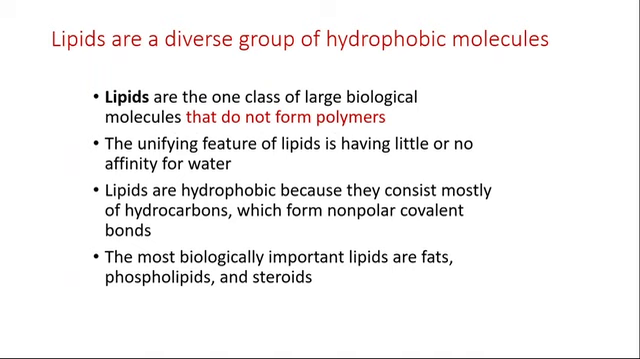If you look at carbohydrates, although you have the sugars, they can form polymers such as starch and glycogen. Proteins form polymers of amino acids. However, lipids do not form polymers, but they are large biological molecules. The second unique point of lipids is that they have no or little affinity for water.